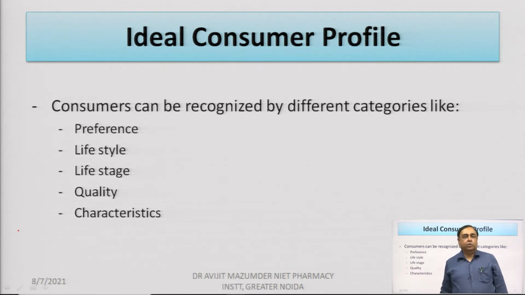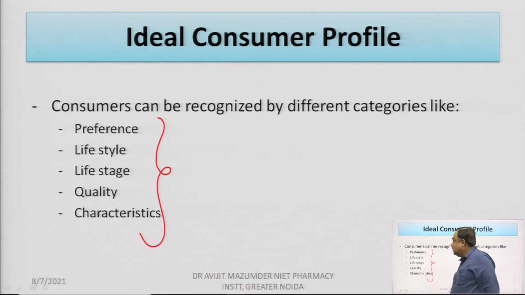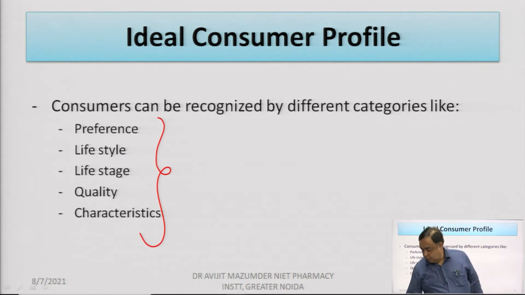Now the consumer profiling can be recognized under the following categories. It may be on the basis of preference, it may be on the basis of the lifestyle they are using, it can be on the basis of the stage of life where they are, it may be a child, a young individual, an adult, or a senior citizen. So depending on the life stage, we can categorize the customer accordingly. We can also do it on the basis of the quality as well as the characteristics of the customers.